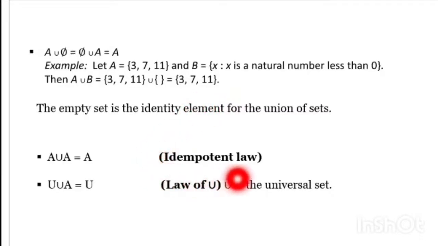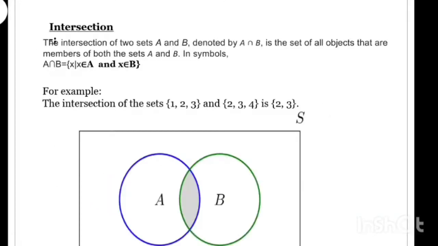Now the set union also obeys the idempotent law, that is A union A is equal to A. Again, if we take the union of the universal set and the set A, then we always get the universal set. The intersection of two sets. The intersection of two sets A and B, denoted by A intersection B, is the set of all objects that are the members of both A and B.